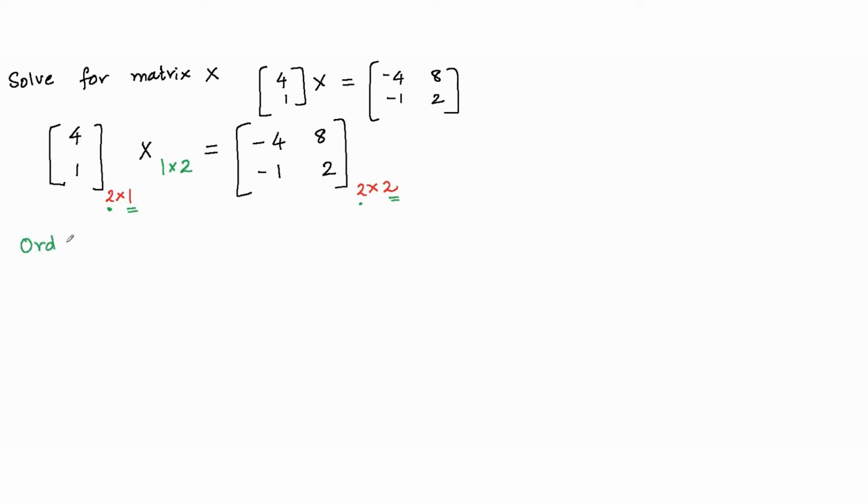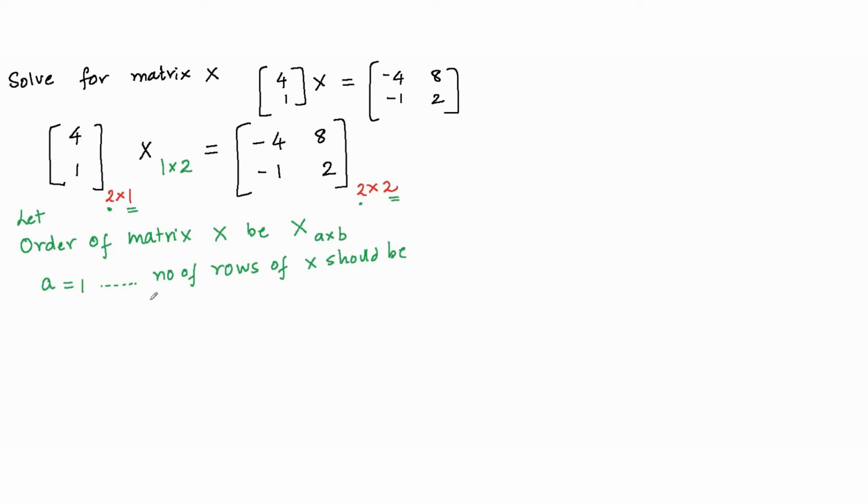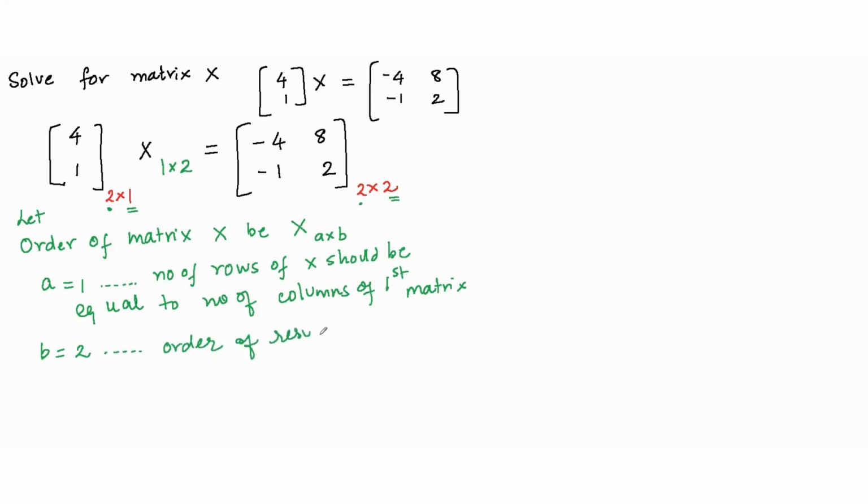So let the order of matrix X be a by b. Now a should be equal to 1 because the number of rows of X should be equal to the number of columns of the first matrix. And b should be equal to 2 because the order of the resulting matrix is 2 by 2, correct? So we have first figured out the order of this particular matrix.